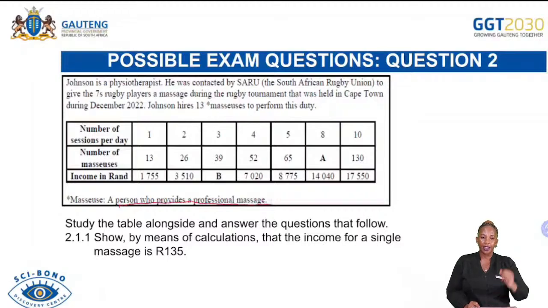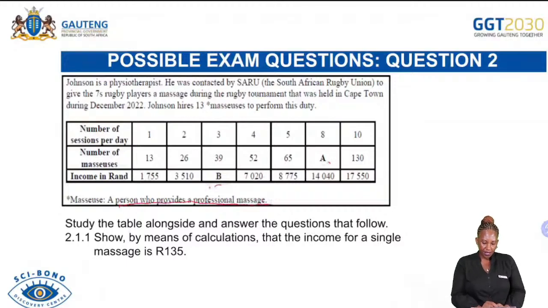We are given a table here that explains clearly how he charges. They say number of sessions per day if it's 1, and then the number of masseuse, how many are they? They are 13. And then income in rands will be 1,755. If there are 2 sessions in a day, that means how many masseuse is he going to use? 26. And then the total amount he will receive will be 3,510, and so on. As you can see, there are missing values here, B, A, and B.